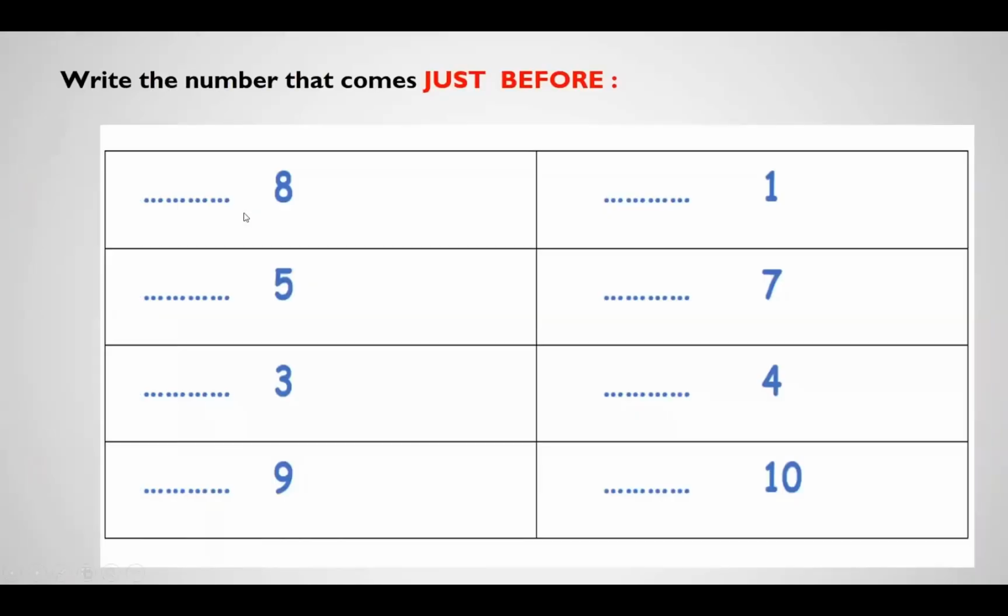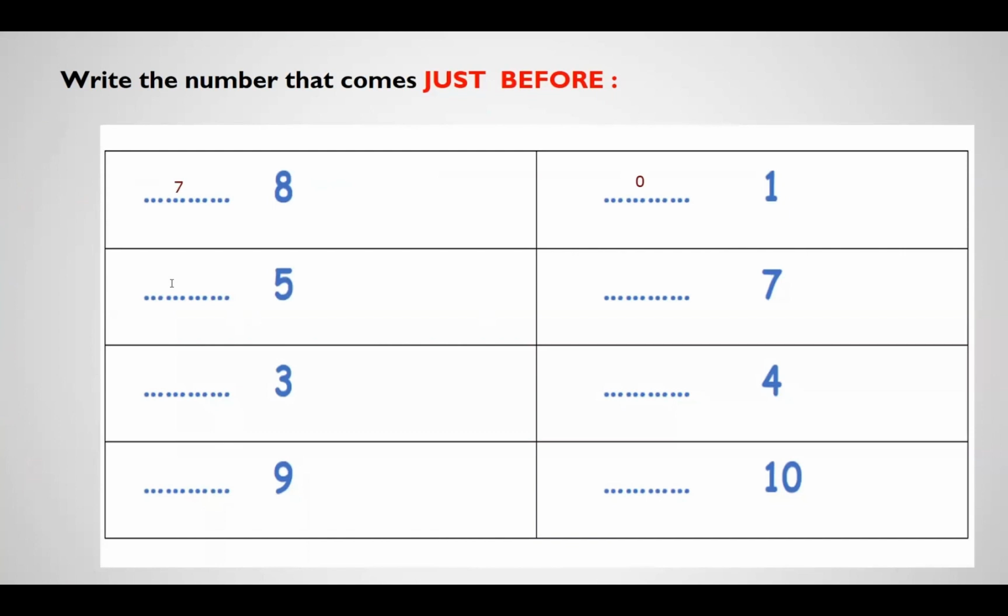Okay, again, write the number that comes just before. You must know how we write the word before and the word after and read it well. So when you see this, this is the word before. Okay, what comes before 8? Can you solve? Before 8, 7. What about before 1? Yes, it's 0.